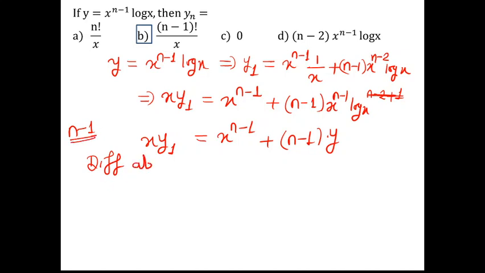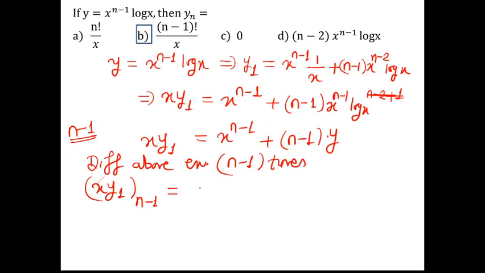So differentiating the above expression n minus 1 times, obviously with respect to x. Here it is xy1, it is to be differentiated n minus 1 times. Here we find the product, so I am going to apply the Leibniz rule. Now what is the n minus 1th derivative of this expression? See here, the power of x is n minus 1, which is the same as the order of differentiation. So in this case, the result is n minus 1 factorial. This we have seen while studying successive differentiation, right?